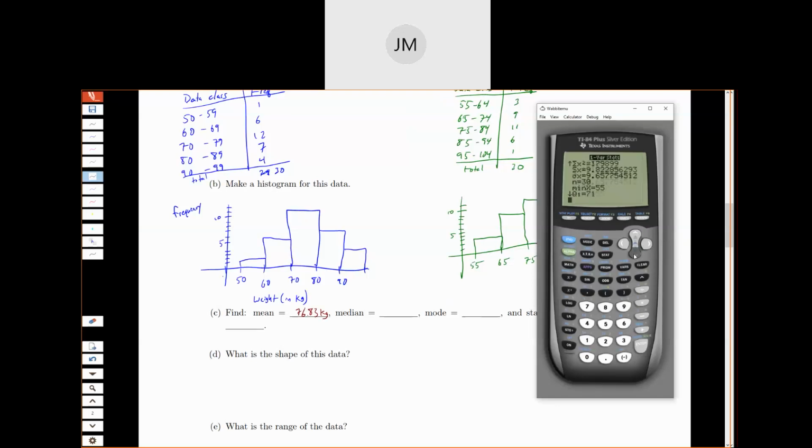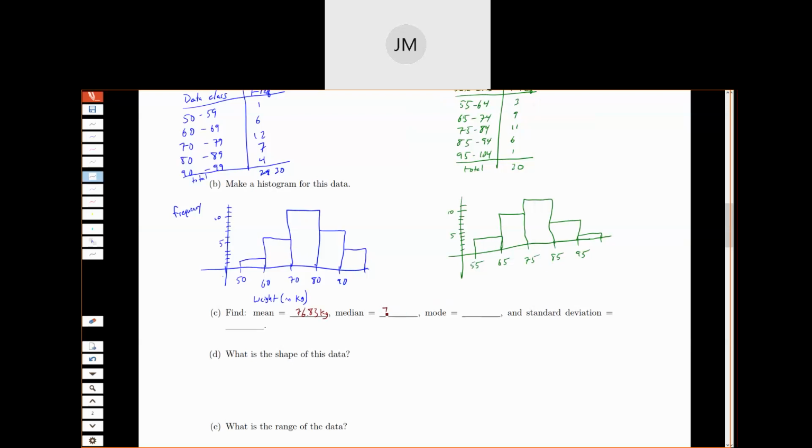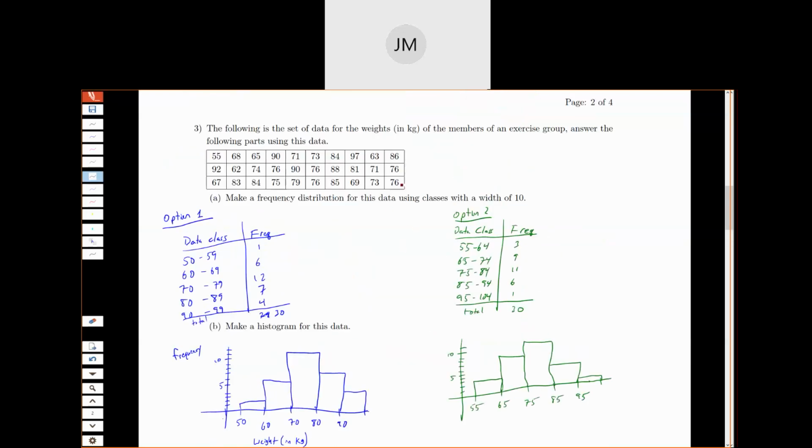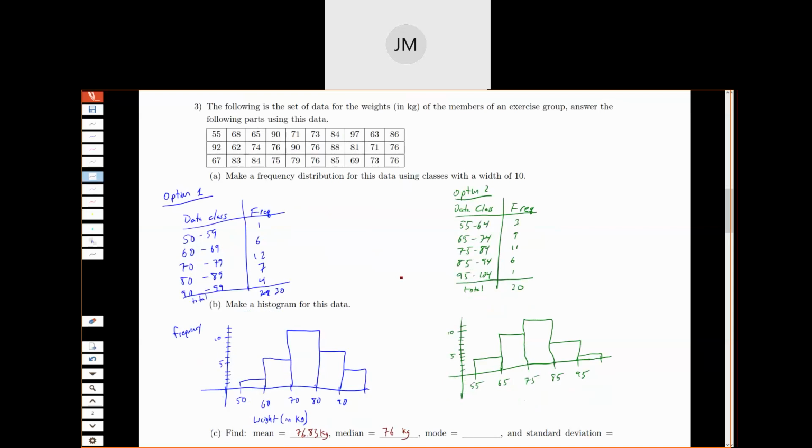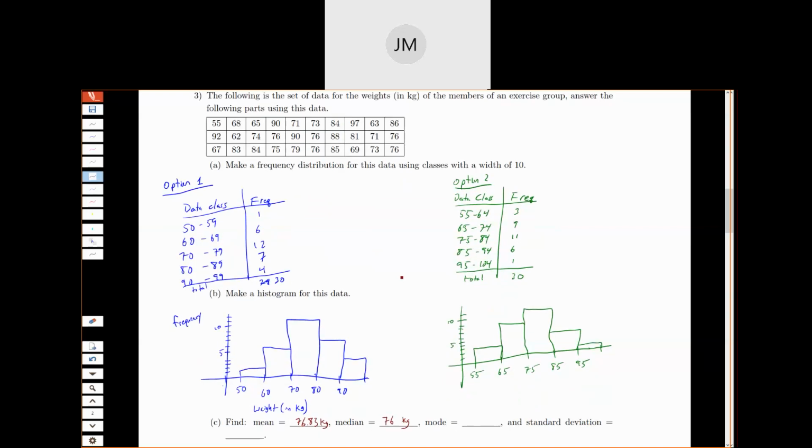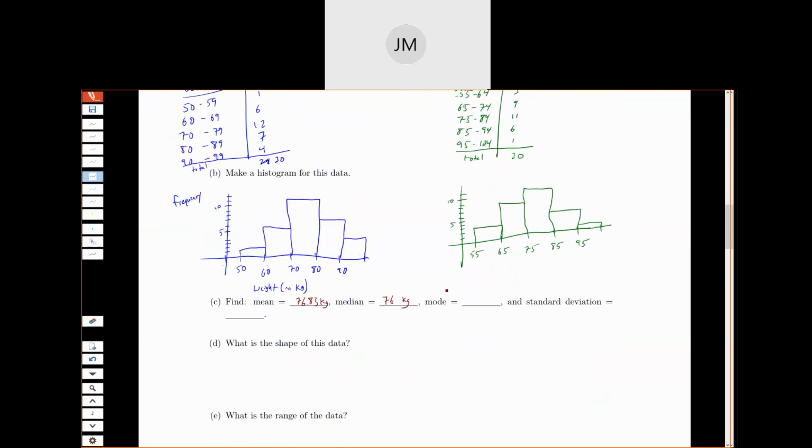Median, I'd have to scroll down to see that. It's 76. Okay. Mode, it doesn't tell me. What I would have to do if I want to do this by hand is look over and see which one is most frequently occurring. Jumping out at me, 76 I can see 5 times. I don't think anything else is going to show up 5 times. So I think that it's 76.